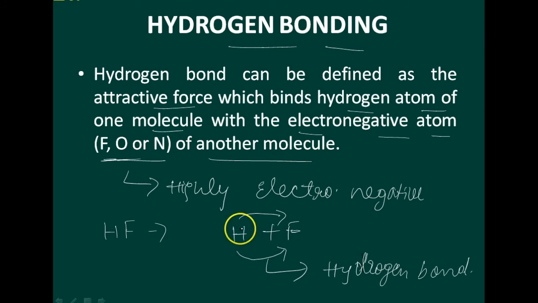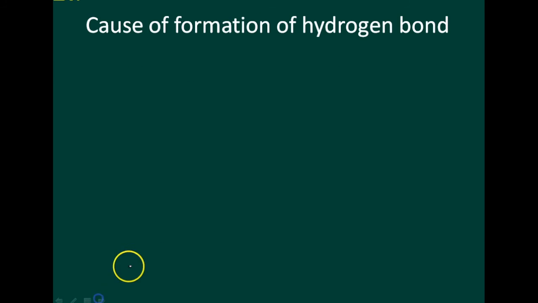The partially positive hydrogen atom forms a bond with the highly electronegative atom, that is, fluorine. So this is known as a hydrogen bond. Please note down this definition. Hydrogen bond can be defined as the attractive force which binds the hydrogen atom of one molecule with the electronegative atom of another molecule.